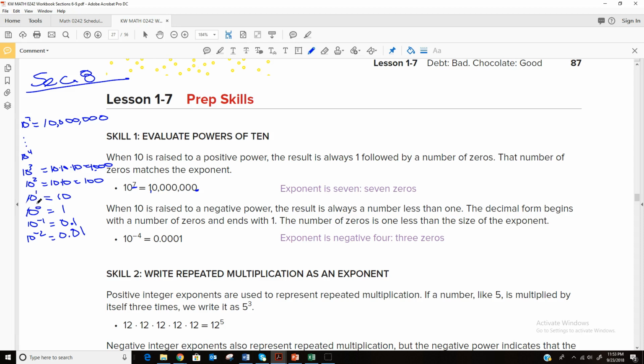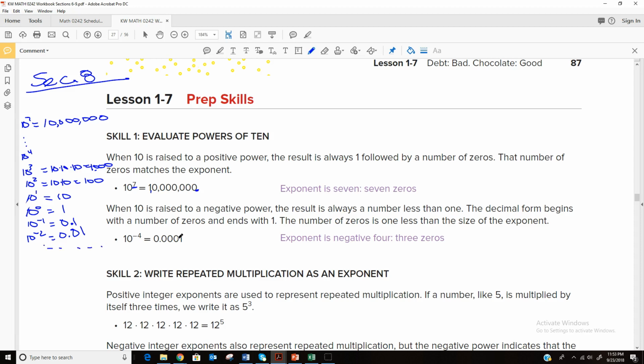So anything that's a 0 or bigger, you're going to get 1 with that many zeros after it. Here we have just 1 with no zeros after it. Here we have 1 with 1 zero after it, because it's a power of 1. Here we have 1 with 2 zeros after it, power 2. But if you go the other way, you move the decimal to the left of the 1. So here we've moved it left of the 1 by 1. Here we've moved it left of the 1 by 2, and so on. So this follows our pattern.